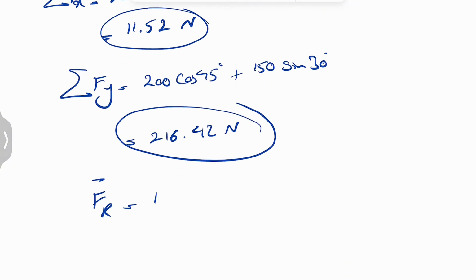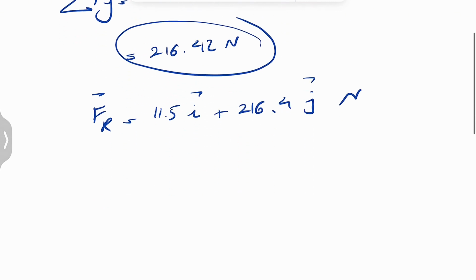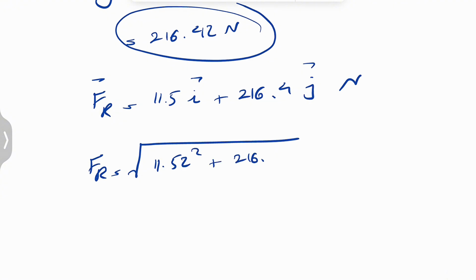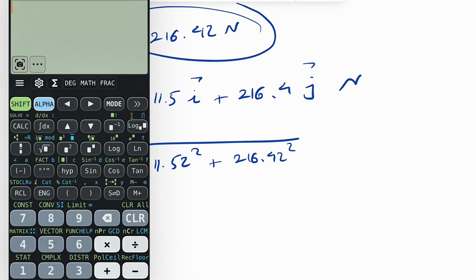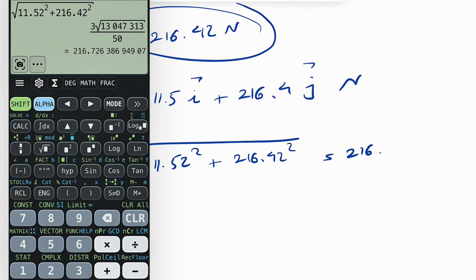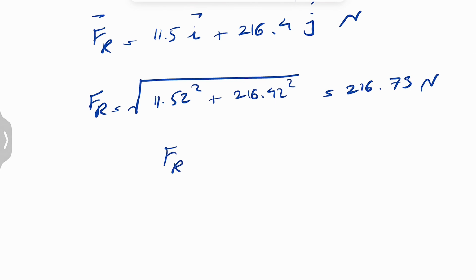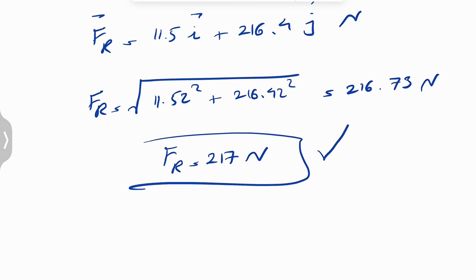Our FR, if we want to express it as a vector, is going to be this value, and it will be in newtons. And if we want to find the magnitude of FR, we have the square root of 11.52 squared plus 216.42 squared. Let's see what we get, and that's going to be the answer for the magnitude part. This value is going to be 216.73, and if you want to report it with 3 sig figs, it's going to be 217 newtons. So that's going to be the magnitude part.